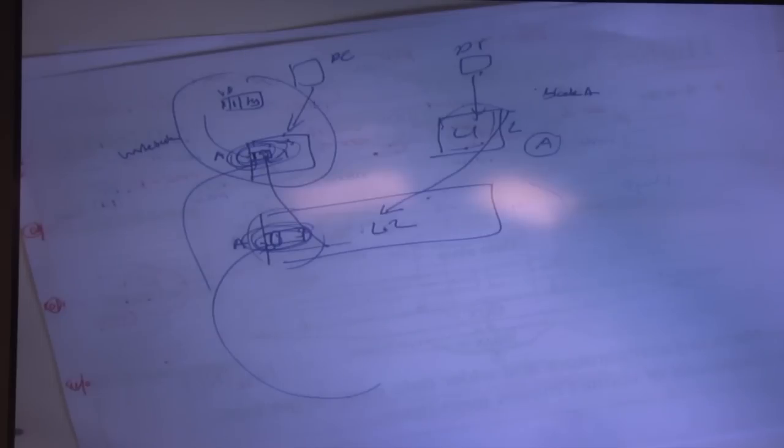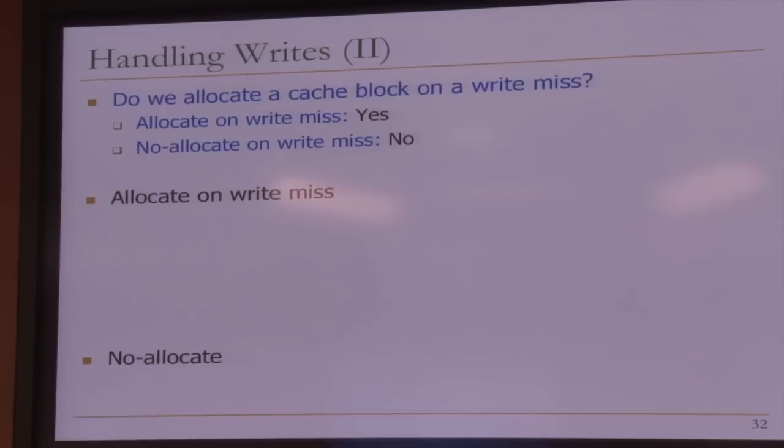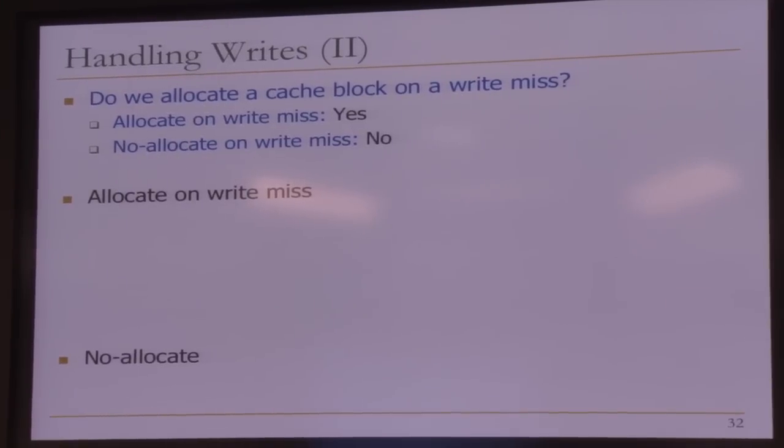Handling writes. There are other questions on writes, actually. One question is, do we allocate a cache block on a write miss? Let's say you're doing a store, and it's a cache miss. Do you bring the block from memory and actually allocate it? This question exists in reads also. Whenever you're doing a load and it's not in the cache, do you bring the block into the cache? Well, if you don't have good locality, maybe you don't bring it into the cache.